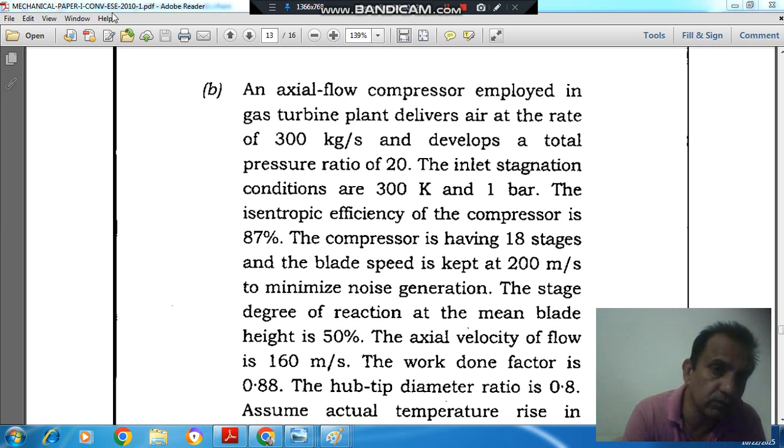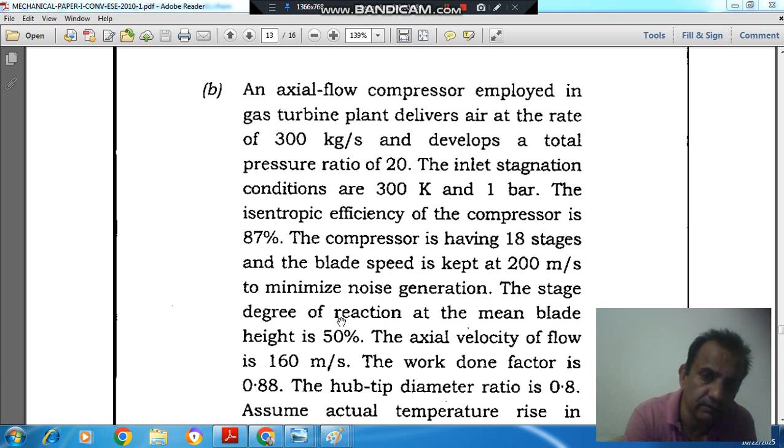And now we'll solve one question asked in Engineering Services 2010. An axial flow compressor employed in the gas turbine plant delivers air at the rate of 300 kg per second and develops a total pressure ratio of 20. The inlet stagnation conditions are 300 Kelvin and 1 bar. The isentropic efficiency of the compressor is 87%. The compressor has 18 stages and the blade speed is kept 200 meter per second to minimize noise generation.